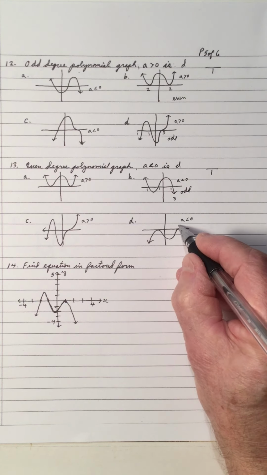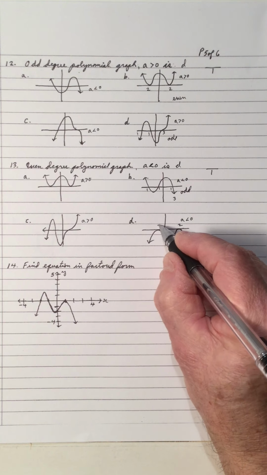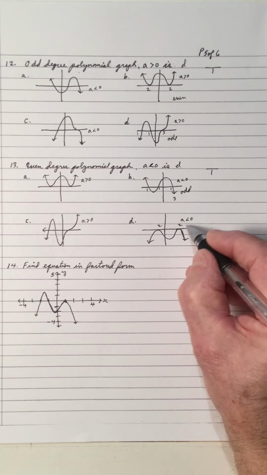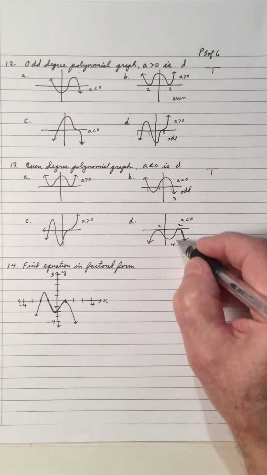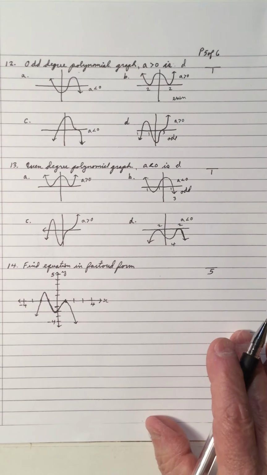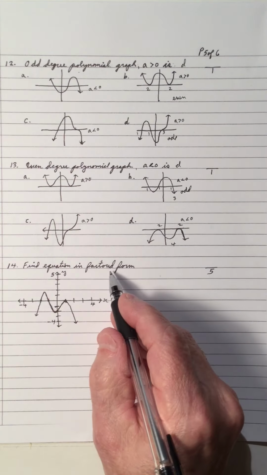So right here, that's a parabola, so that's a 2. And that's a 2 because they're bouncing off parabolas, so that's a 4. So even. Give yourself a mark. Find the equation in factored form.